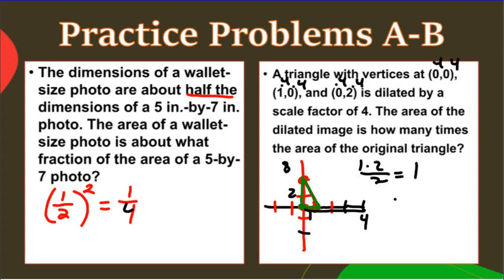So we would have 8 times 4 divided by 2. 8 times 4 is 32. 32 divided by 2 would give us 16. And so we would have the area be 16. It would be 16 times the area of the original triangle.